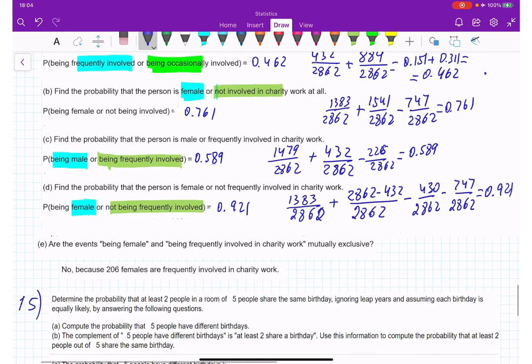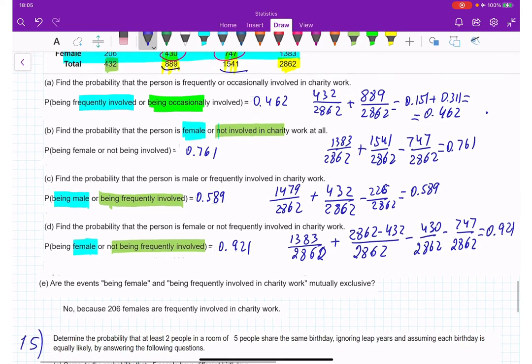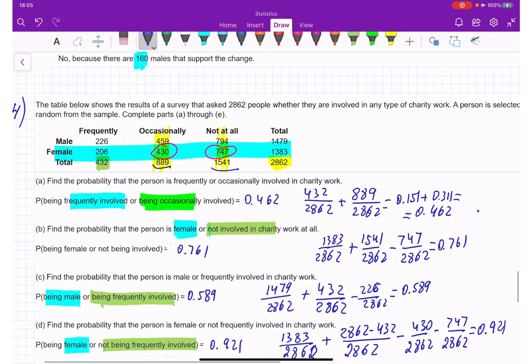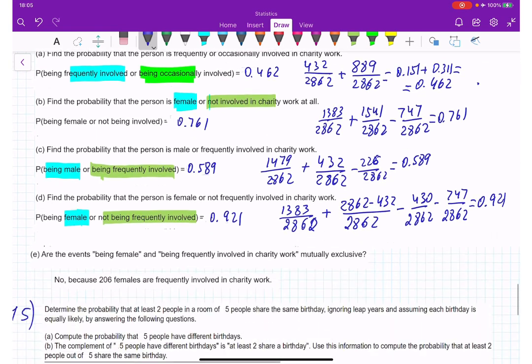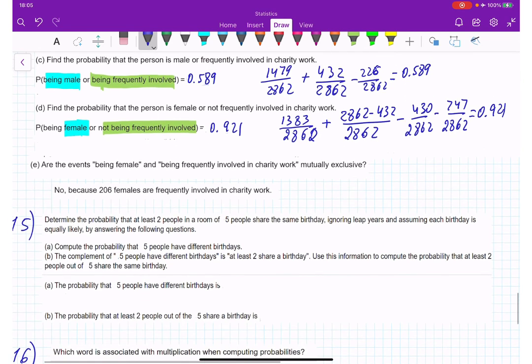And lastly, are these events, being female and being frequently involved in charity work, mutually exclusive? No, they are not. Why? Because frequently is here and female is here. 206 are frequently involved and female here.